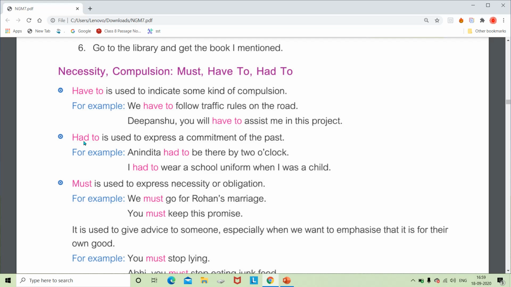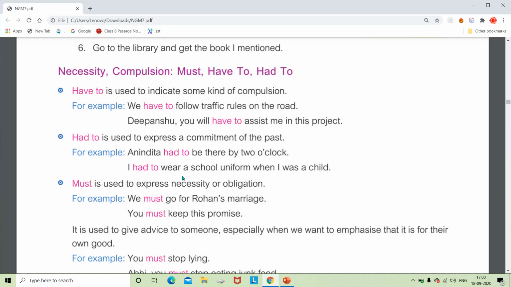It is used to express some commitment in the past, like Anindita had to be there by 2 o'clock because it was her commitment. Maybe she was working there, or she might have promised someone to stay there till 2 o'clock. So in the past, when you were committed to do something, to express that we can use had instead of have. So it was compulsory for Anindita to be there by 2 o'clock.